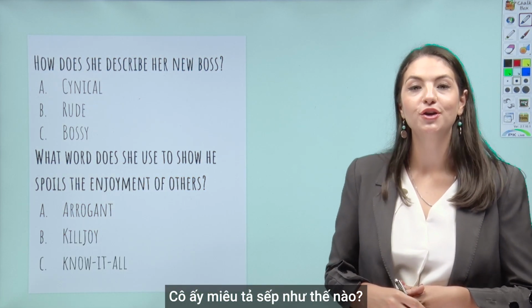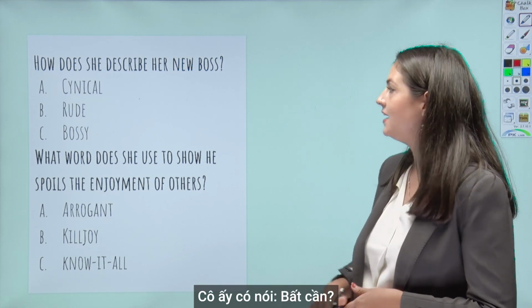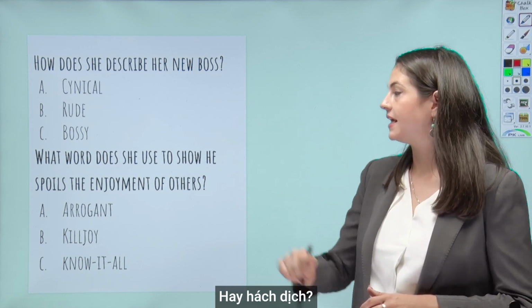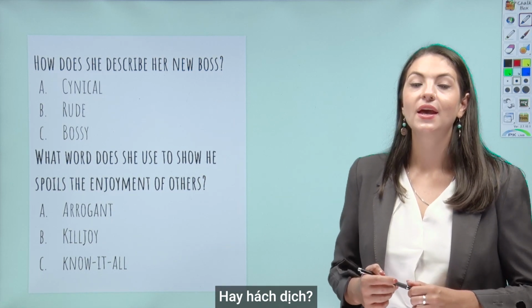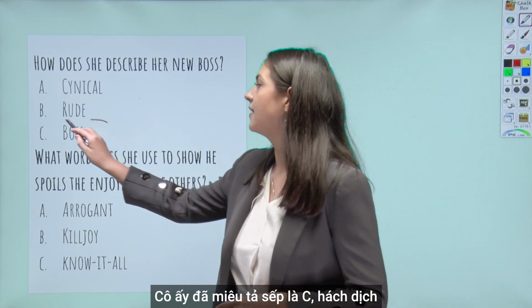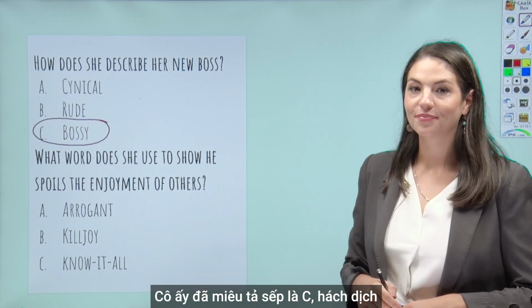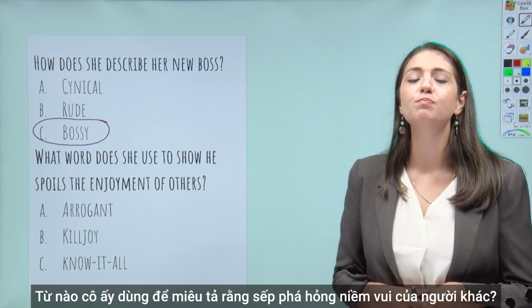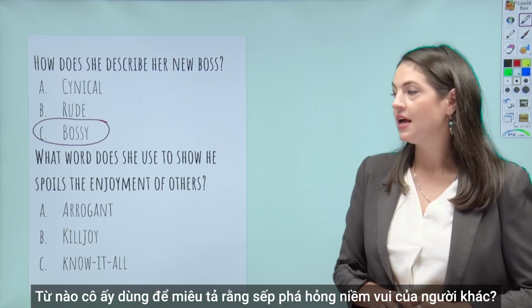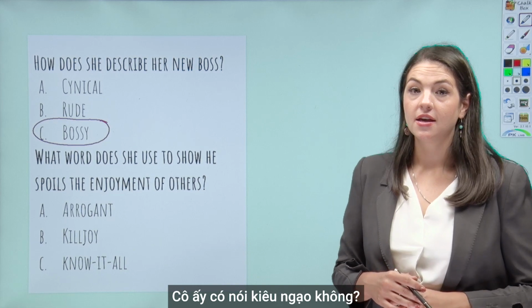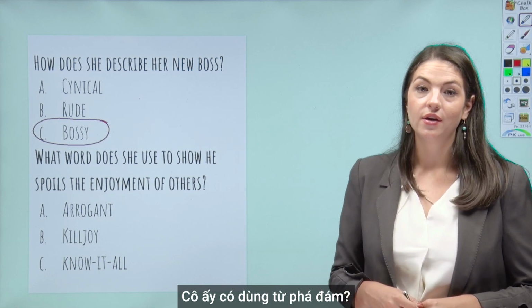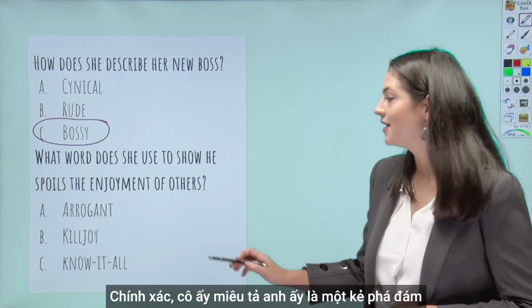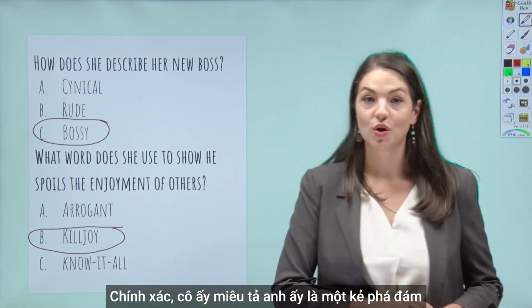How does she describe her new boss? Does she say cynical, rude, or bossy? She describes her boss as C, bossy. What word does she use to show that her boss spoils the enjoyment of others? Does she say he's arrogant? Does she say he's a killjoy? Or does she say he's a know-it-all? That's right, she calls him a killjoy.